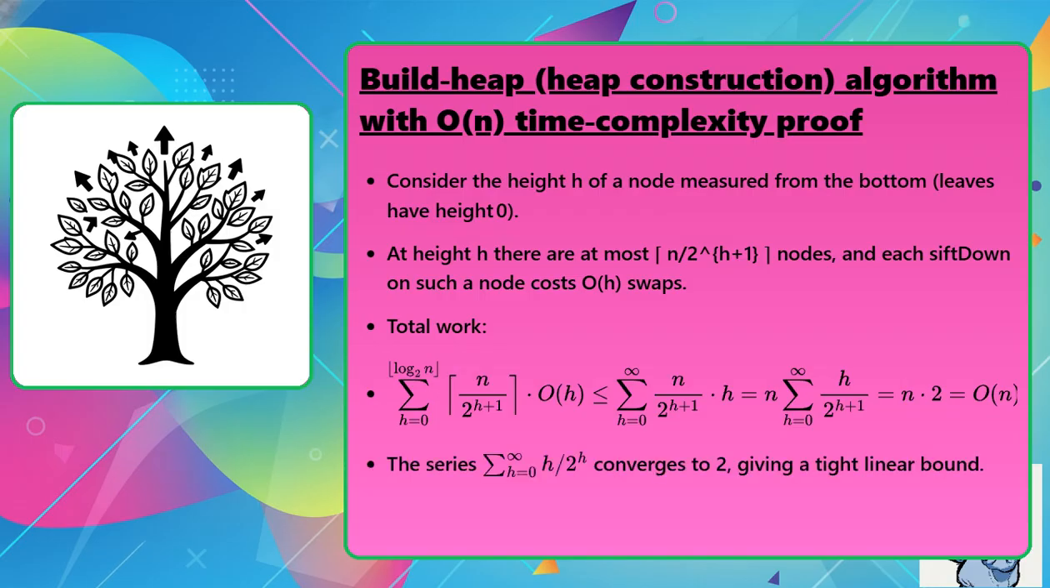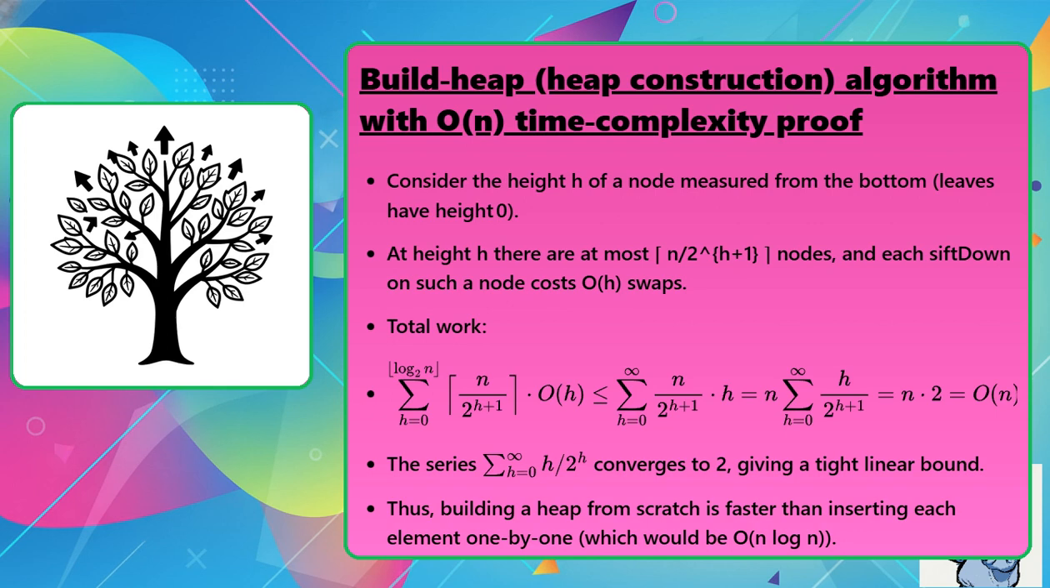The series sum from h equals 0 to infinity of h over 2 to the h converges to 2, giving a tight linear bound. Thus, building a heap from scratch is faster than inserting each element one by one, which would be O(n log n).